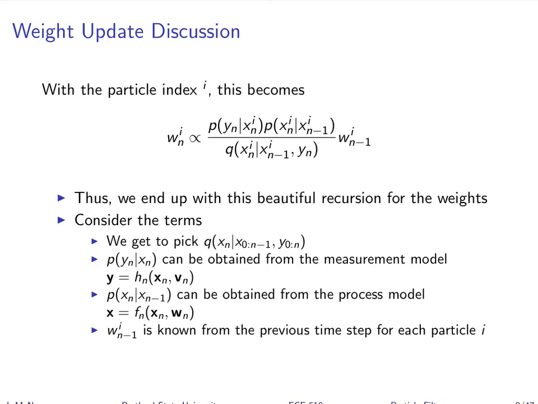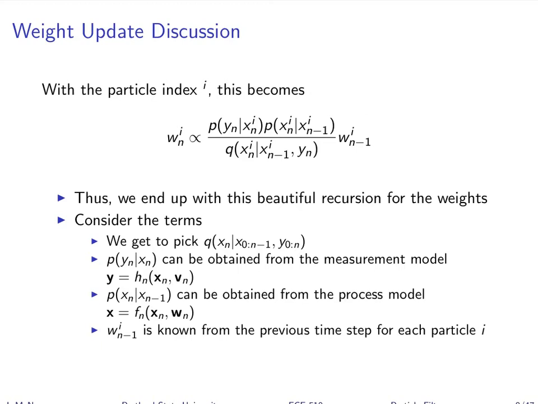Great, we've got it. We've got a recursion for our weights. So you pick the importance density, you can get your likelihood from your measurement model. You may have to do a little bit of work if it's not additive noise. If it's additive noise, it's easy. Same thing for the process model. You can get your prior directly from the process model, as we've talked about before.